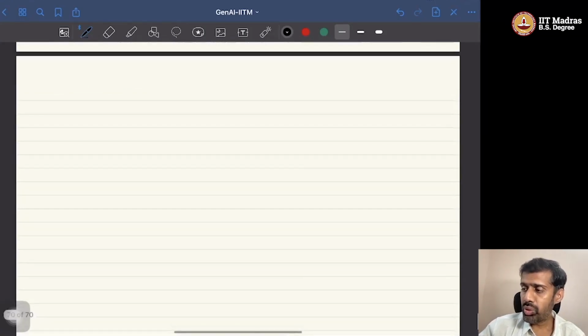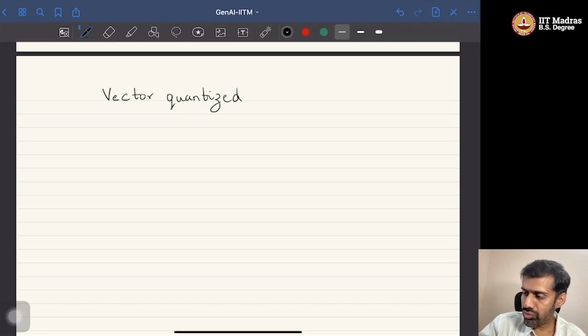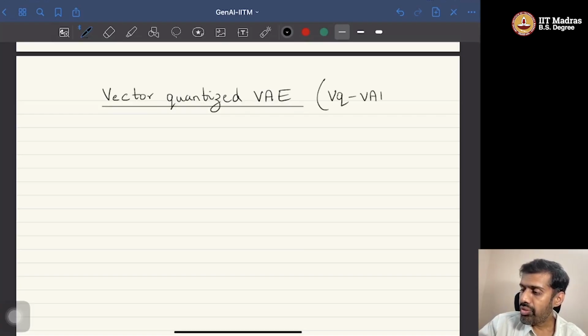Okay, so next we will move on to one other improvisation on VAE, which is called vector quantized VAE, or VQ-VAE. As far as the families of VAEs are concerned, the VQ-VAE is the current state of the art that is used often in practice. Okay, so what is a vector quantized VAE?